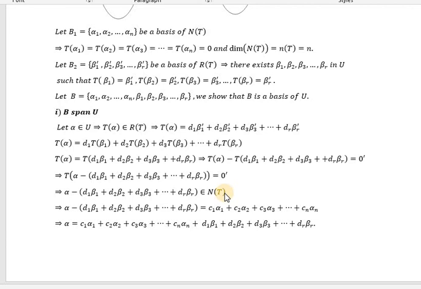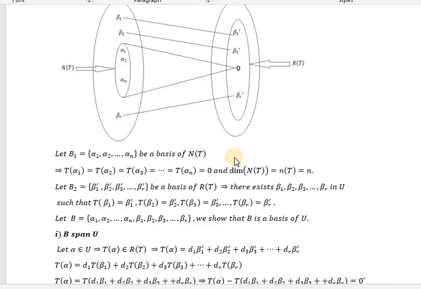It belongs to null space. Since this belongs to null space, it can be expressed as a combination of vectors in null space. Hence alpha minus d1 beta 1 plus d2 beta 2 plus d3 beta 3 so on dr beta r is equal to c1 alpha 1 plus c2 alpha 2 so on cn alpha n, because alpha 1, alpha 2, alpha 3 are the elements of the null space.